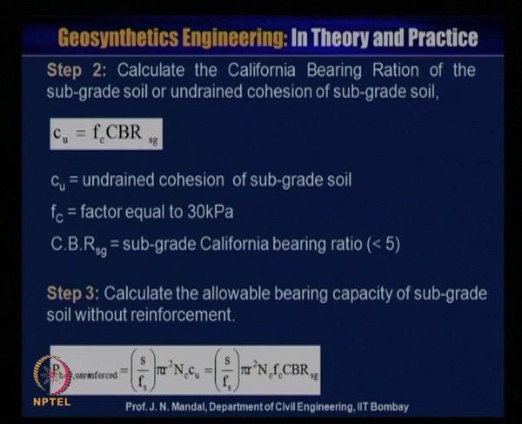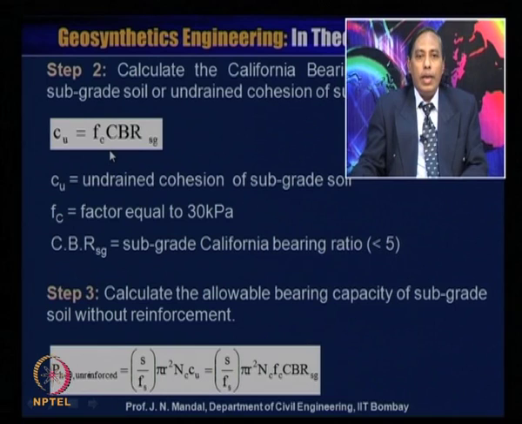Step 2: Calculate the California Bearing Ratio of the subgrade soil, or the undrained cohesion of the subgrade soil, that is Cu, equal to Fc into CBR_sg. So, Cu is the undrained cohesion of the subgrade soil, Fc is a factor equal to 30 kilopascal, and CBR_sg is the subgrade California Bearing Ratio, that is less than 5.